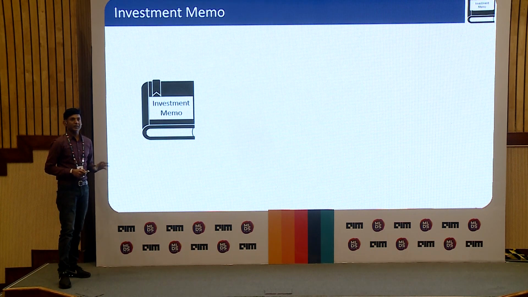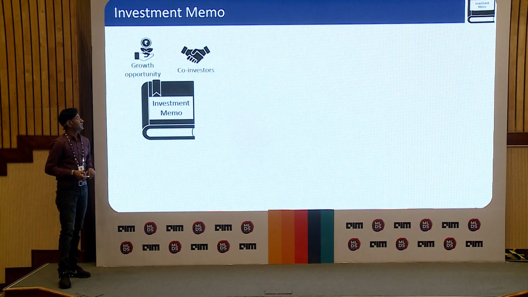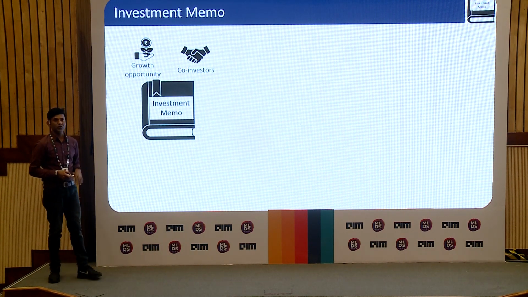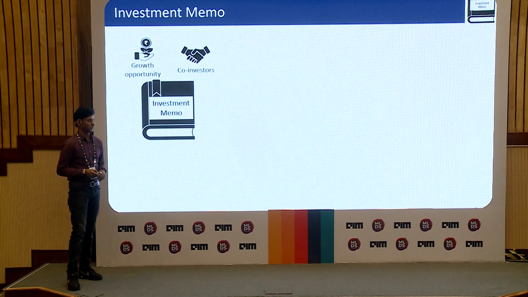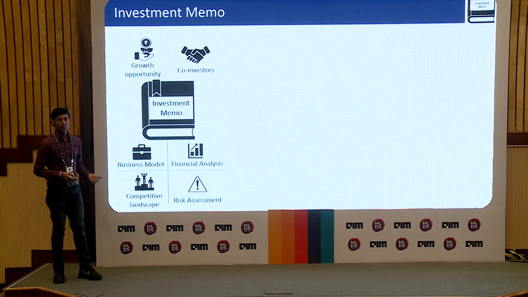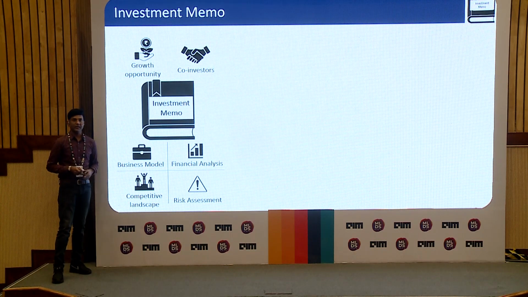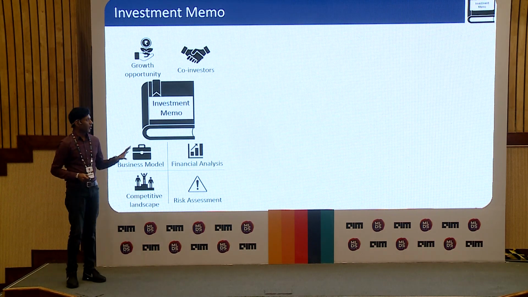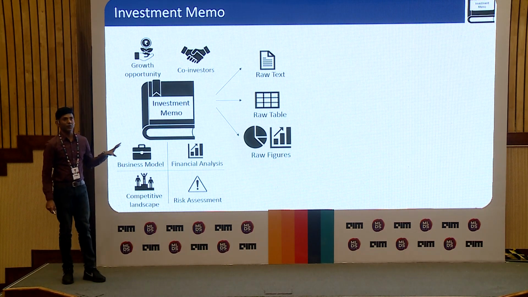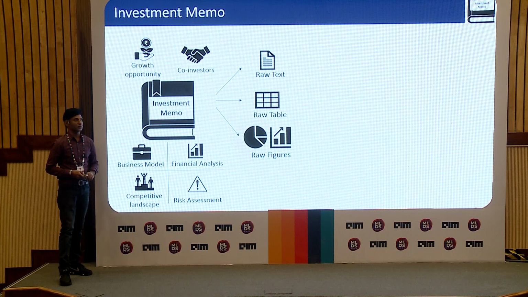Central to investment decision making is the investment memo. It can be used to identify the growth opportunity, and also to identify the co-investors for an investment. What does it contain? It contains the business model of a target company, the financial metrics, the competitive landscape, and the risk assessment. All of this information is presented in text, table, and figure format in the investment memo.